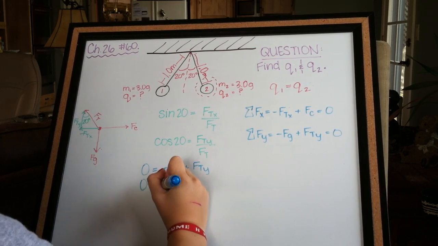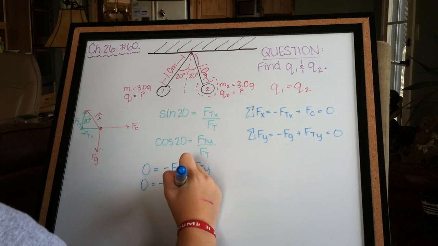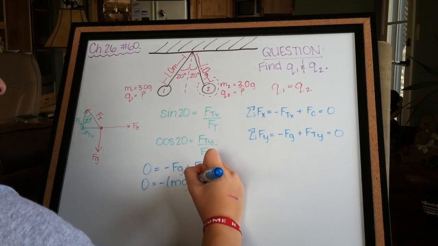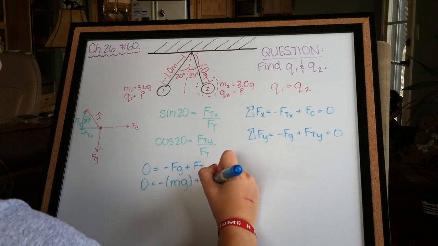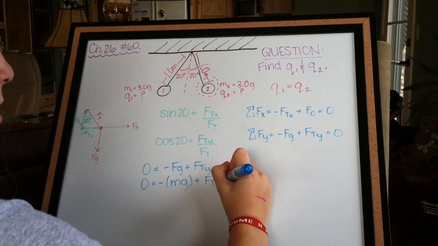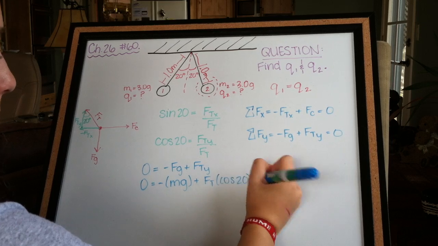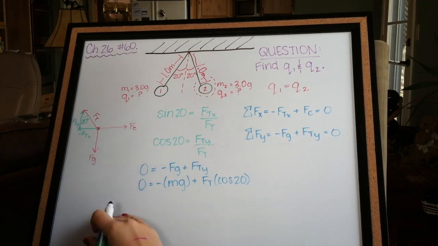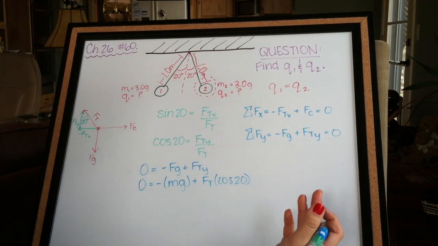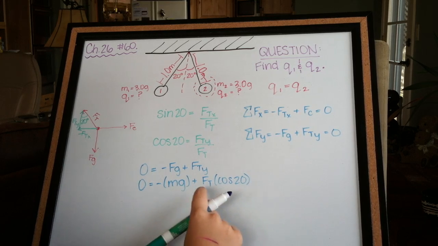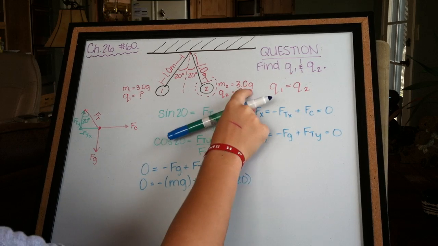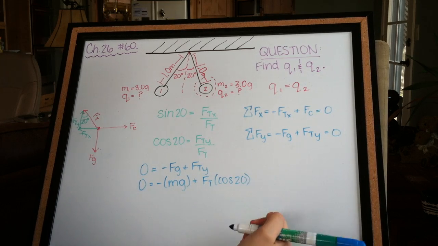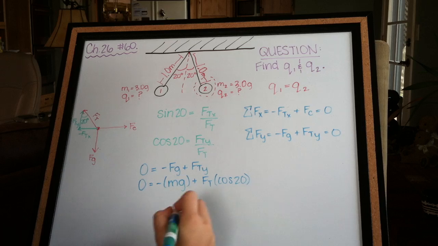Now solving for y, we have 0 equals negative force gravity plus force tension in the y. Just simply plugging in what we know, we have negative mg plus force tension times cosine of 20. Again, when we look at this, it might look like we have 3 unknowns. However, there's only one we don't know about, and that's force tension, because we know the mass is 3 grams, and we know gravity is 9.8 meters per second squared.